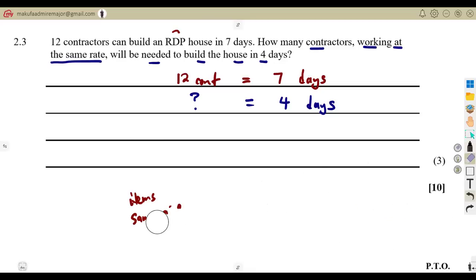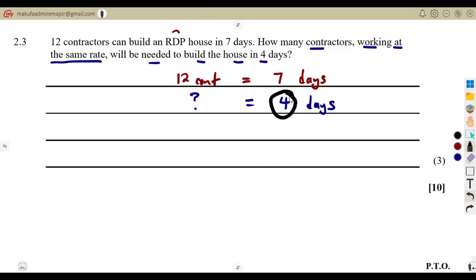But in this case, when you are dealing with the same rate of work, guys, it is different. When dealing with the rate of work, it is an inverse proportion that you are considering. It is an inverse proportion that you are working with. In terms of the days, if they are working at the same rate, these are people who are building a house. 12, they need 7 days.